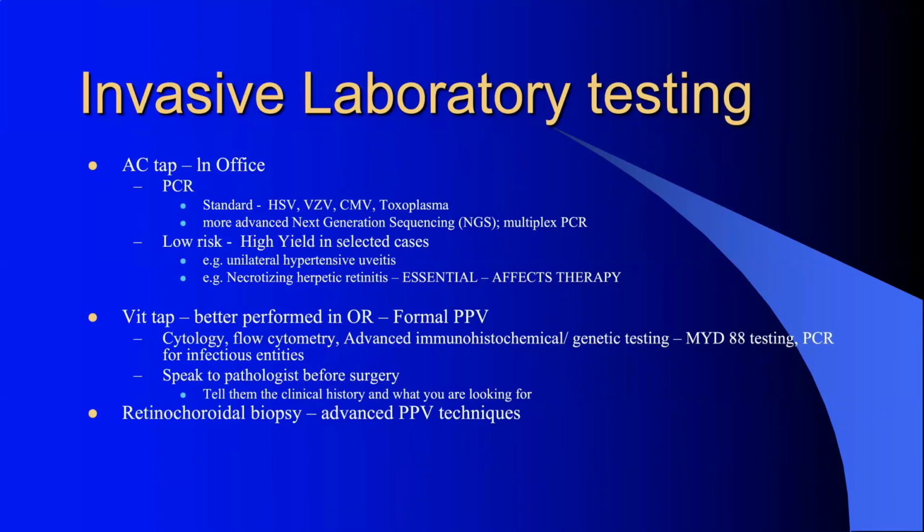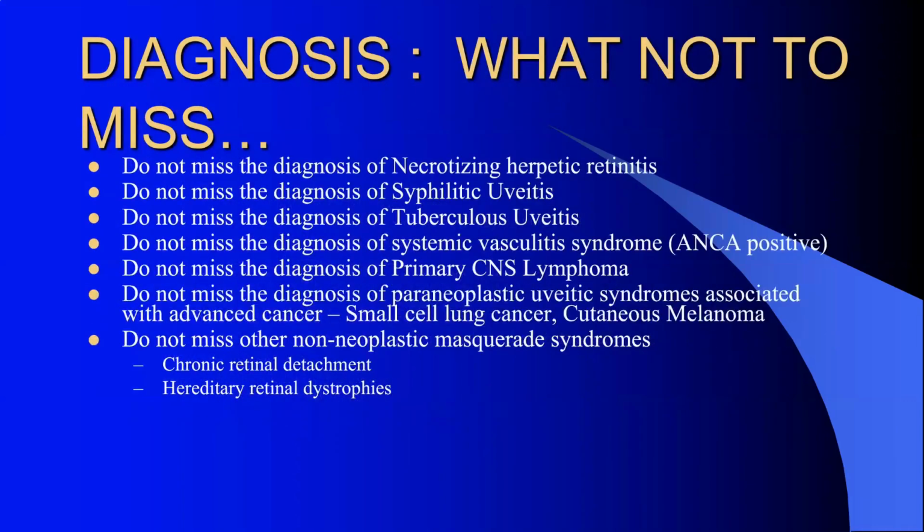There are other invasive tests that you can do that we'll cover a little bit more in our updates. This includes anterior chamber tap or vitreous tap, and performing polymerase chain reaction studies, looking for DNA fingerprinting of infectious agents that may be causing the uveitis. And more advanced techniques like retinochoroidal biopsies are really part of the uveitis and retina specialist armamentarium.